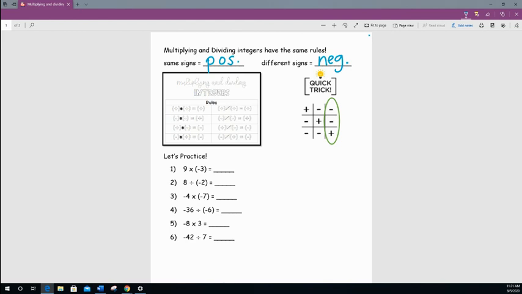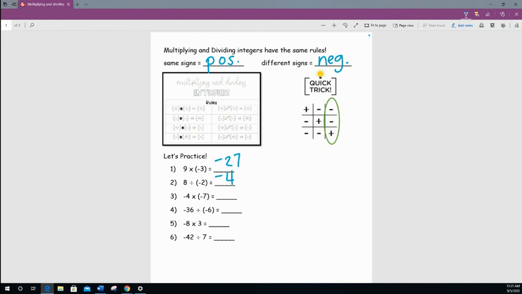Looking at example number 1, it says 9 times negative 3. So we have a positive times a negative. They are different signs. So our answer is going to be negative, and 9 times 3 is 27. For our next one, 8 divided by negative 2, we have a positive divided by a negative. Again, different signs. So our answer is going to be negative. 8 divided by negative 2 is negative 4.